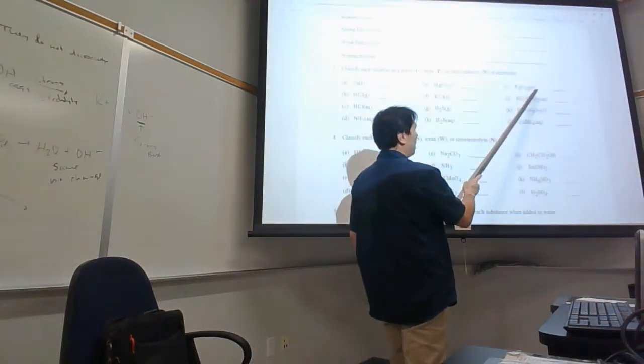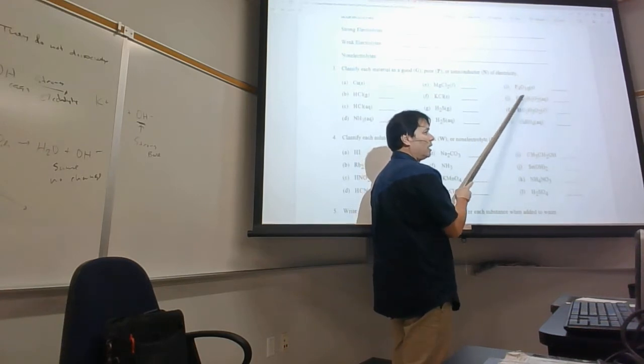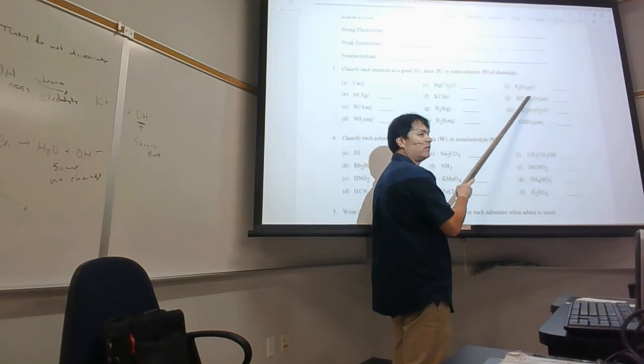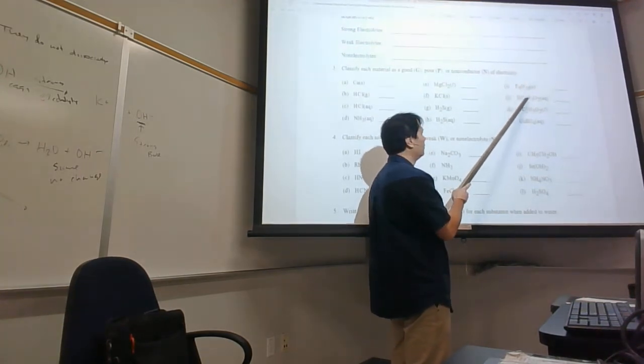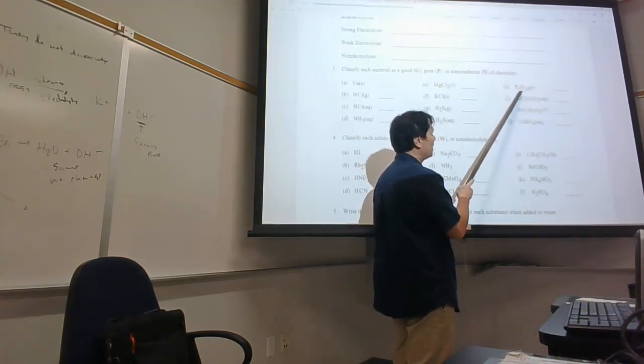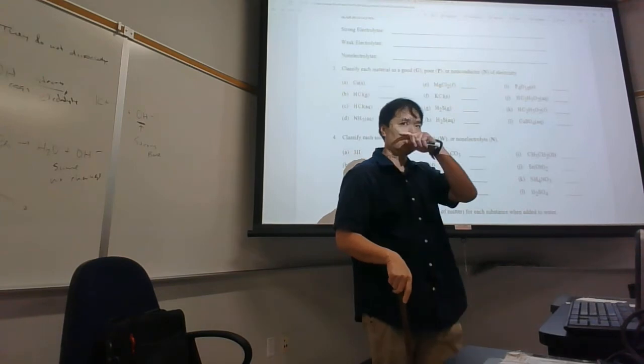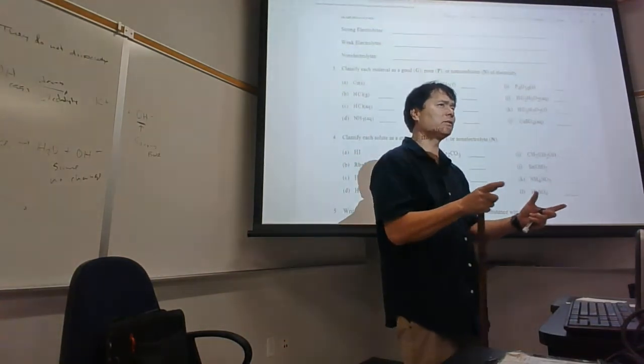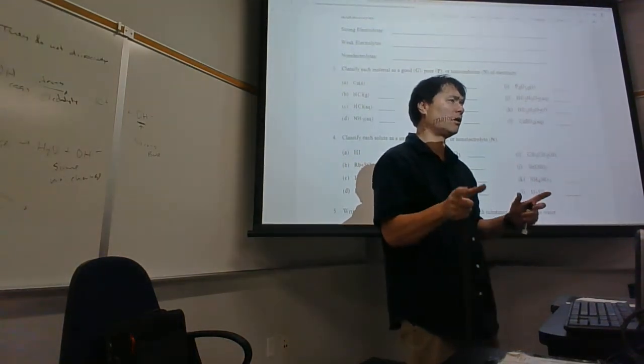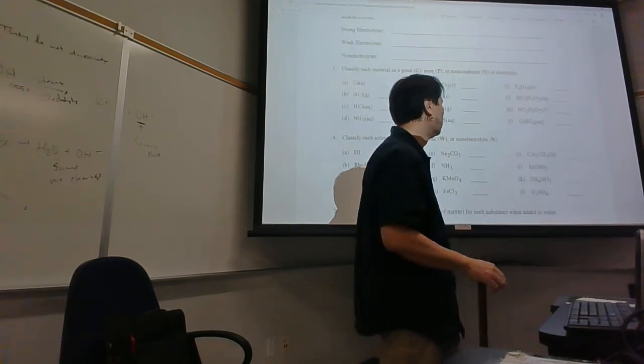Tetraphosphorus decaoxide, but decaoxide is a double vowel, so usually they try to get rid of the double vowel by removing one. And in this case, they remove the A. So this is called tetraphosphorus decoxide. It's like the double vowel carbon monoxide. We don't call it carbon monooxide, we call it carbon monoxide.